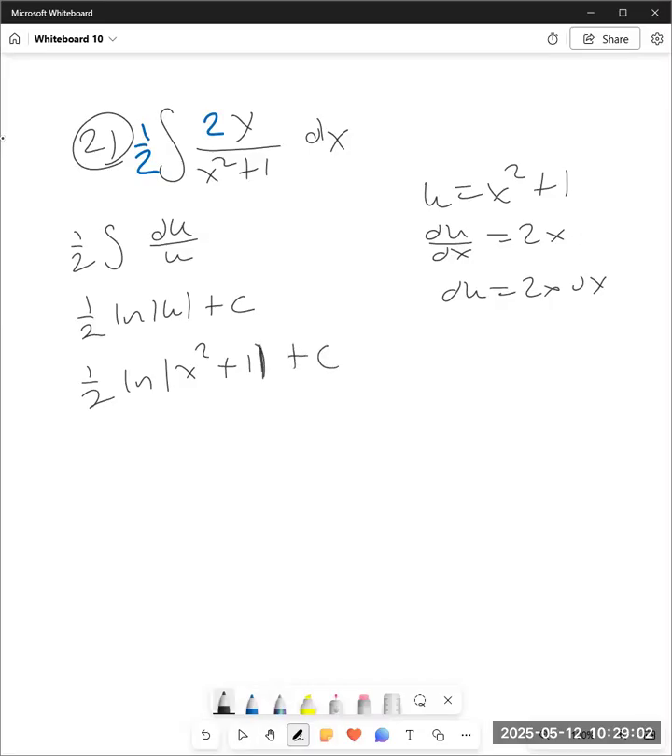This will be one of those situations where x squared plus 1 has to be positive, because the minimum for x squared is 0. 0 plus 1 has to be a positive number. So I don't need absolute value bars because that has to be a positive number to start off with.